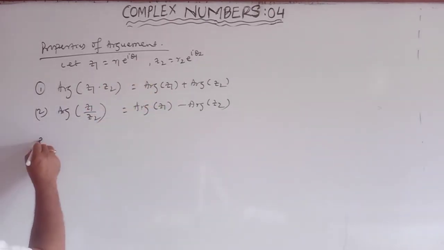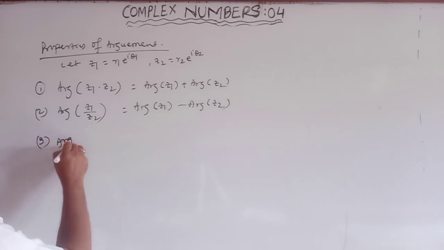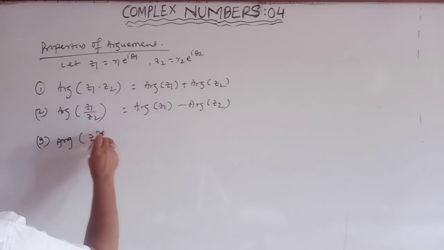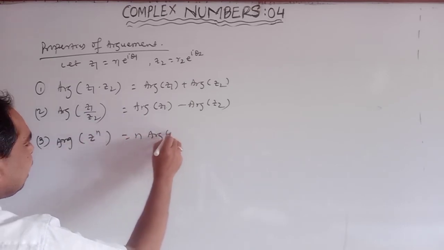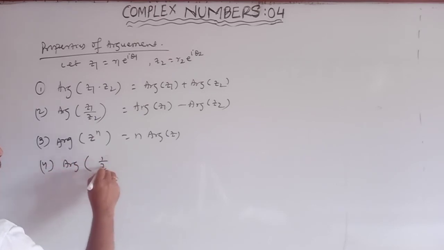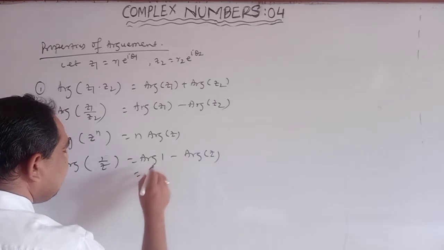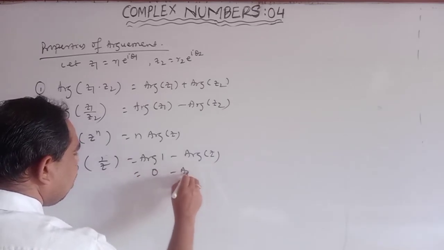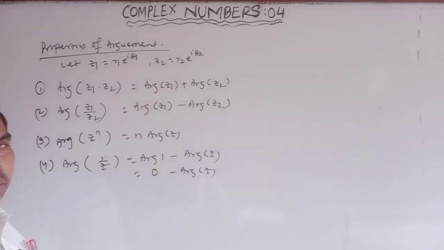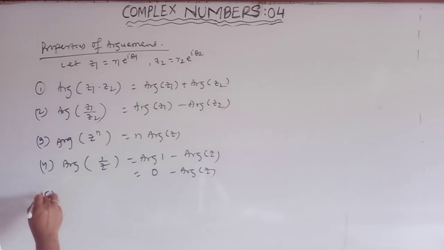Next, 3: arg of z to power n is equal to n arg z. 4: arg of 1 by z is equal to arg 1 minus arg z. So arg 1 is 0, 0 minus arg z, because arg 1 means the argument of 1 plus i into 0, that is 0.